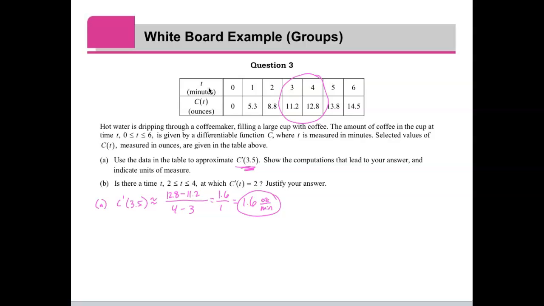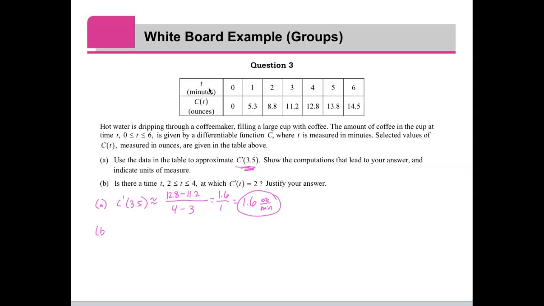And part B, is there a time between 2 and 4 at which c prime of t equals 2? Justify your answer. So this is one where you'd have to go, okay, this sounds like they're getting at the mean value theorem. They're giving me an interval. I know that the function is differentiable, therefore continuous. They're giving me an interval on the horizontal axis, and they're asking me about a specific value of the derivative. That's something that the mean value theorem can tell us.